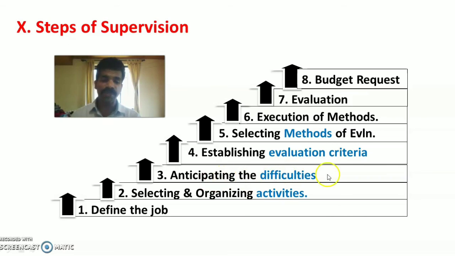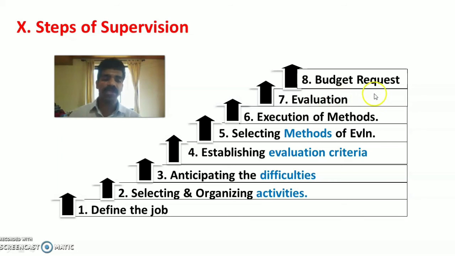Then third one is anticipating the difficulties which occur during the supervision. Anticipating means seeing in advance, foreseeing the difficulty or problem that can arise in relation to the supervision or during the supervision of the employees. That is anticipating difficulties. And fourth step is establishing evaluation criteria for the evaluation of the work of the employees. That is preparation of evaluation criteria. Then fifth is selecting the different evaluation methods for the evaluation of the employees. Selecting methods of evaluation. Then sixth step is execution of the different methods for the evaluation. And seventh one is evaluation of the employees or workers.